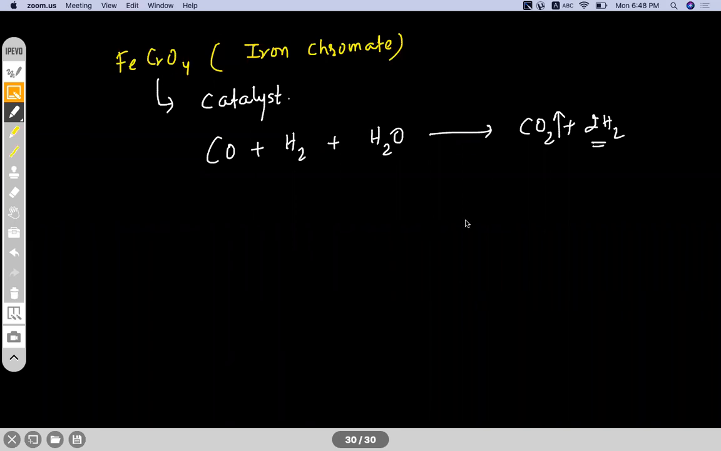Yeah, so the catalyst for the Bosch process is nickel, it's not FeCrO4, right? FeCrO4 is the catalyst we use to get the pure form of hydrogen, okay? There are a few other methods of preparation of hydrogen apart from this, like Lane's process and all. That NCERT you must go through, you will see all those things.